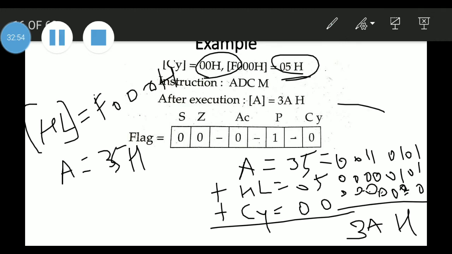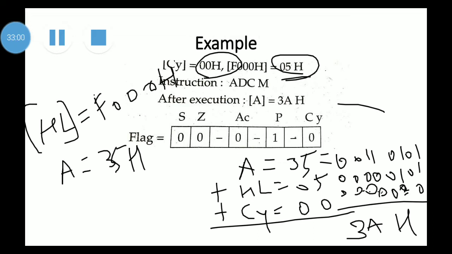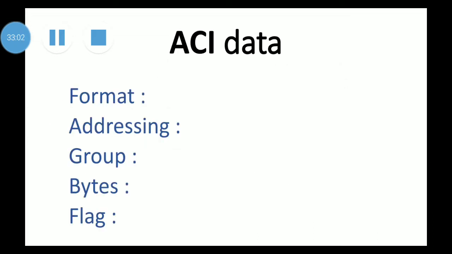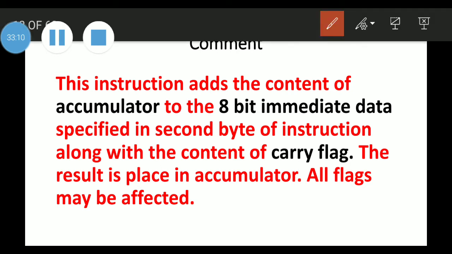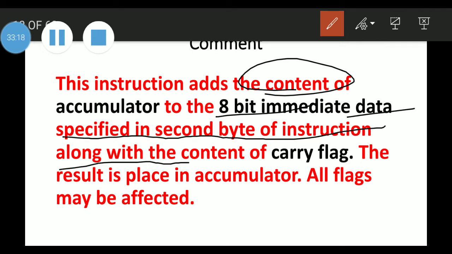Let us consider another arithmetic group instruction. The next arithmetic group instruction is ACI data. ACI data means this instruction adds the content of accumulator to the 8-bit immediate data specified in the second byte of instruction along with the content of carry flag. The result is placed in accumulator. All flags may be affected.